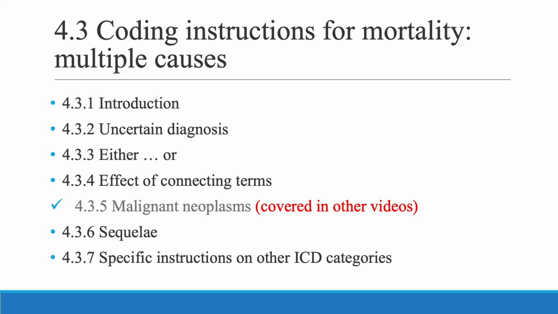If you can find your way to Section 4.3 in your copy of ICD-10 Volume 2, we can get started with the material to be covered. In ICD-10 Volume 2, Section 4.3, there is a series of instructions for coding multiple causes of death as listed on this slide. In this presentation, the first three sections will be covered.